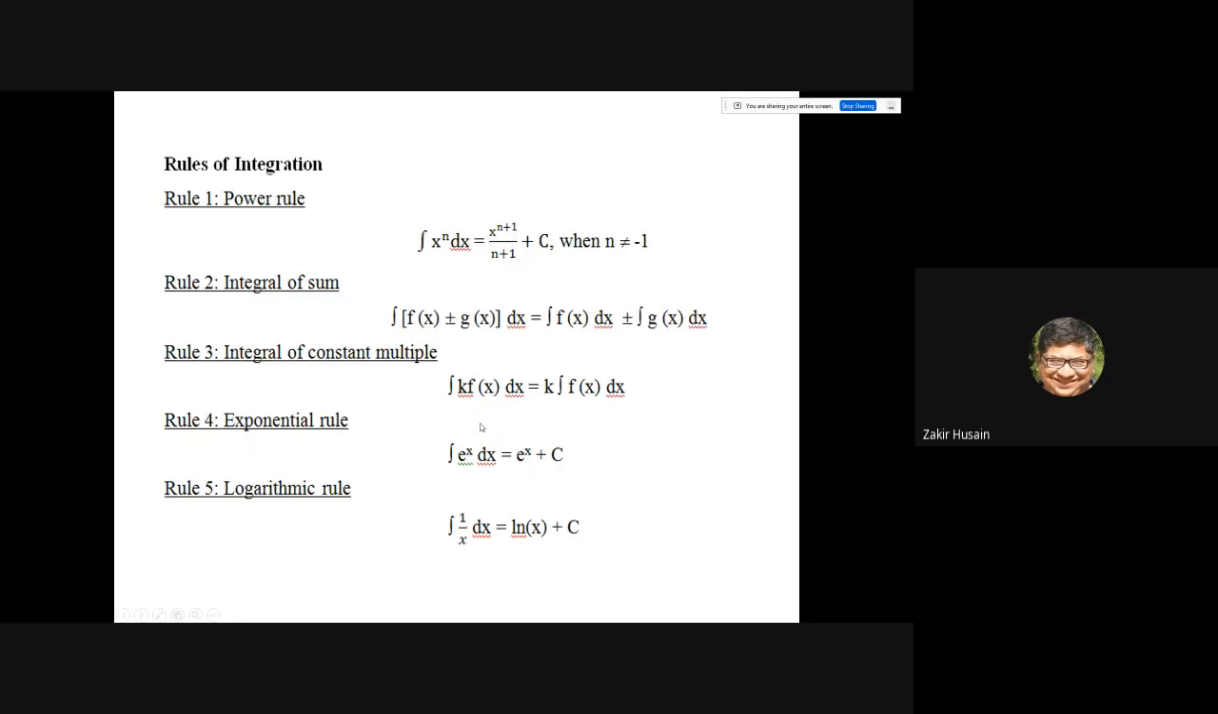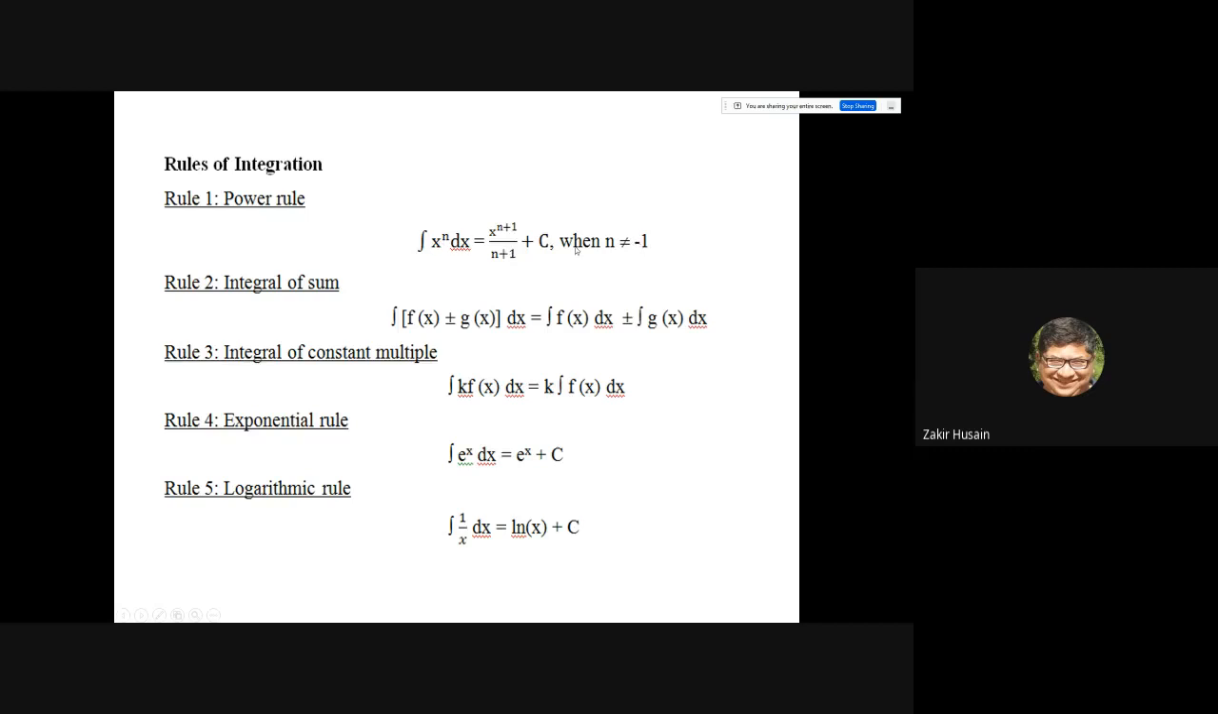Okay. Now we have certain rules of integration: power rule, integral of sum, integral of constant multiple, exponential rule, and logarithmic rule. So you can see the power rule and log rule are related. The power rule is valid except in the case when n is equal to minus 1. So in this case, minus 1 plus 1 will become 0. Similarly, the denominator will also become 0. So this becomes infinite, undefined.